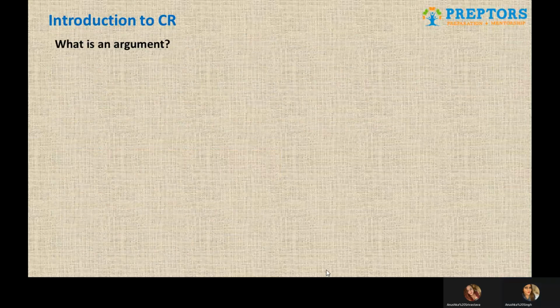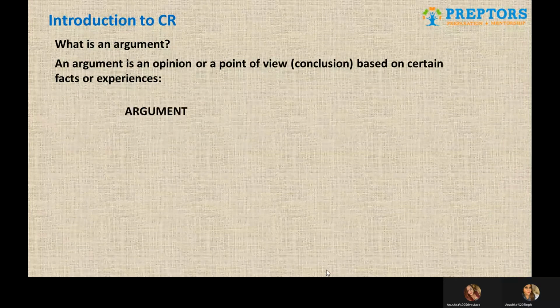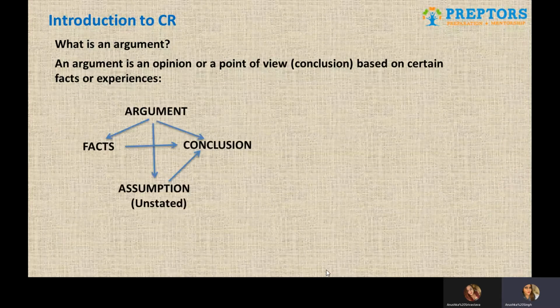Now moving further, what is an argument? Guys, what basically is an argument when it comes to critical reasoning? An argument is nothing but an opinion or a point of view, which is a conclusion based on certain facts or experiences. So every argument which is given to me is a point of view, and that point of view is based on certain facts that the author has come across or certain experiences of the author. So an argument can be divided into facts, conclusion and assumption. Assumption, they've written that it is unstated, because obviously if it is an assumption, it is not clearly stated.